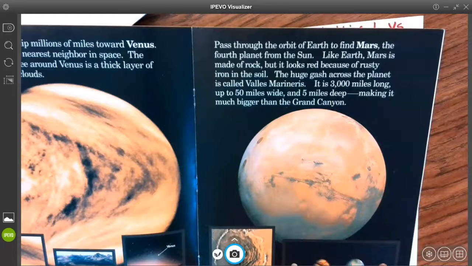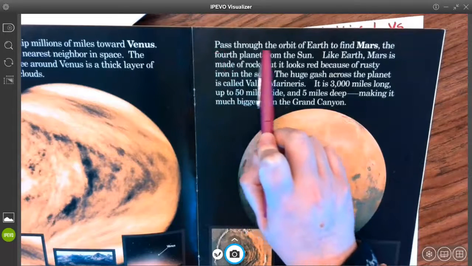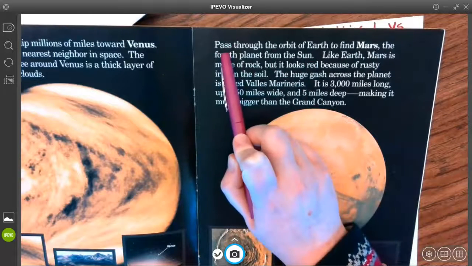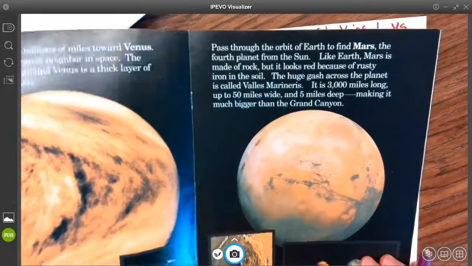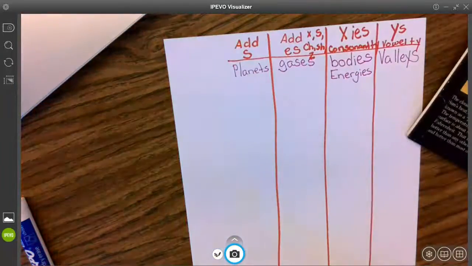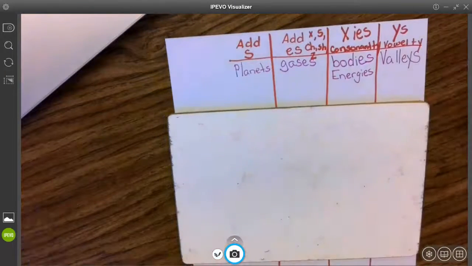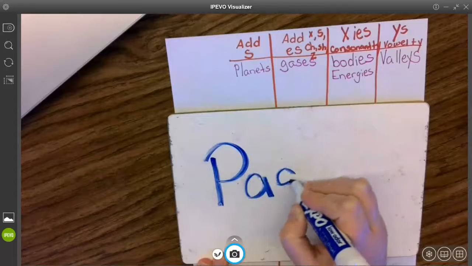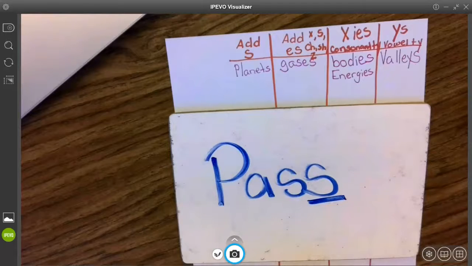Now, let's actually look at the word pass. It's up here. It says, pass through the orbit of Earth to find Mars, the fourth planet from the sun. I want to make that word plural. Make it passes. Right now, it's singular, meaning one. We just pass. What does it end in? Ends in an S, doesn't it?